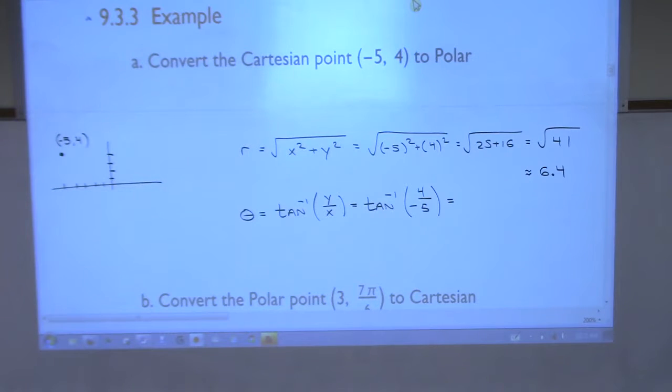This needs to be in degrees. You're going to give me the answer in degrees? I don't care what angle, you just need to make sure that when you write it down, if it's a degree, you put the degree symbol. If it's a radian, you're not going to put the degree symbol.